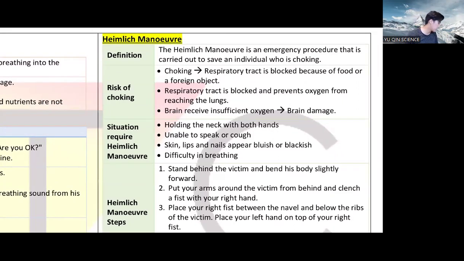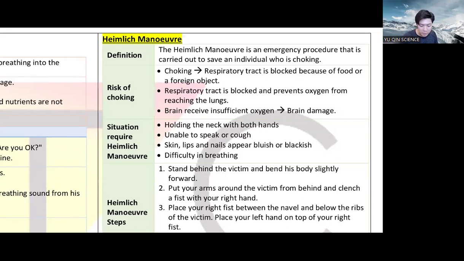Right, so choking. What's choking? Choking is when your respiratory tract is blocked because of food or foreign objects that you swallow. So it's the respiratory tract, not your esophagus where you swallow your food, right? There are two tubes in your neck, your respiratory tract and esophagus. So when the respiratory tract is blocked, oxygen couldn't get into your lungs, so you won't get enough oxygen. You can get brain damage. So the Heimlich maneuver and CPR both are basically to make sure that your brain gets enough oxygen.